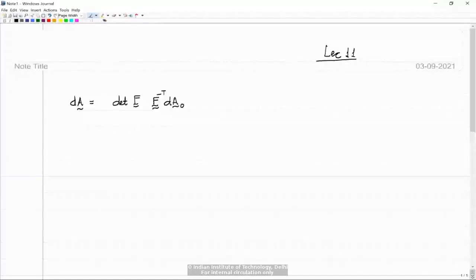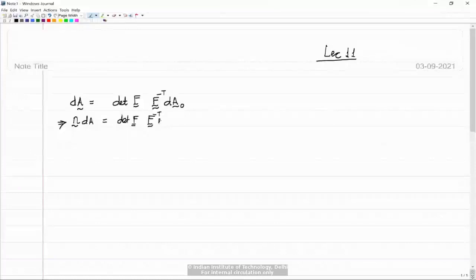And if you want to also see how the normal to the area element transforms, then we can do the following. From here, we already saw that this is same as N dA, where N is the surface normal. Okay, it is not the direction of the line element; it is the surface normal. That's equal to det F into F inverse transpose into N naught times dA naught, and dA naught is the scalar quantity, so I took it out.